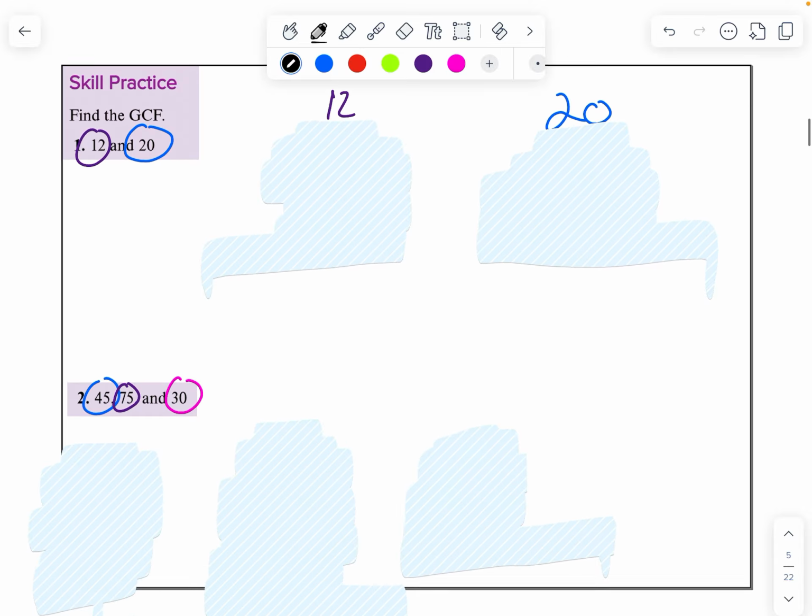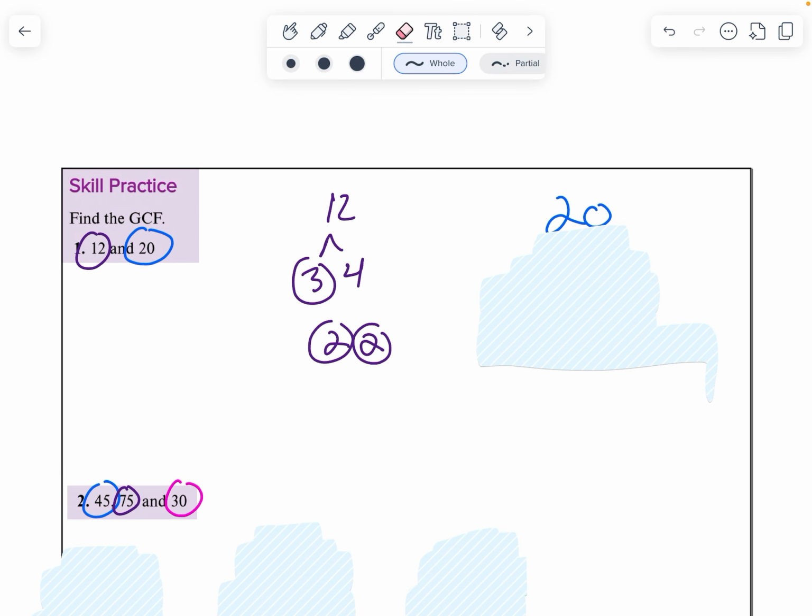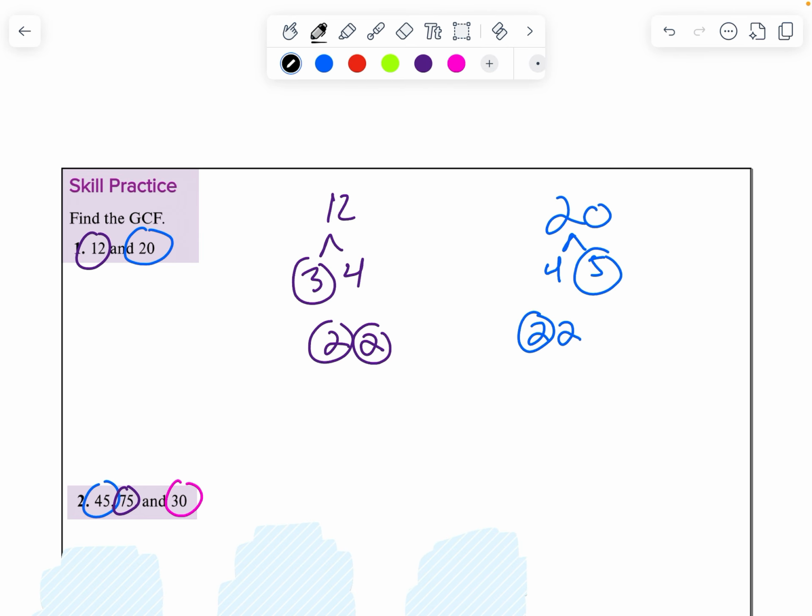All right, take a second and try these, 12 and 20. You can pause the video. The greatest common factor of 12 and 20. 12 breaks into 2, 2, and 3. 20 breaks into 2, 2, and 5. So if I'm looking for my greatest common factor, 2, 2, 3, 2, 2, 5, they both have a 2. They both have another 2. The 3 and the 5 don't match, so 2 times 2 equals 4 is the GCF.